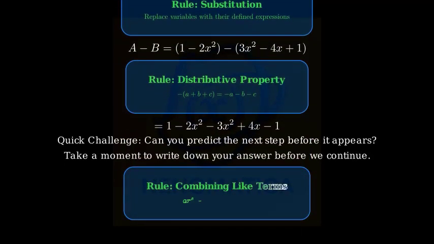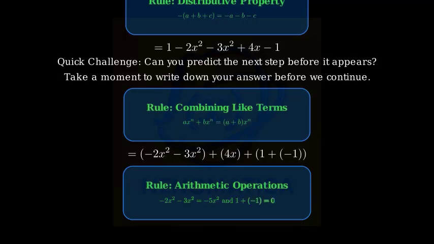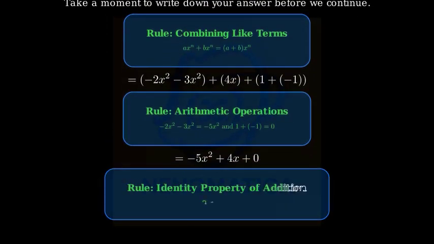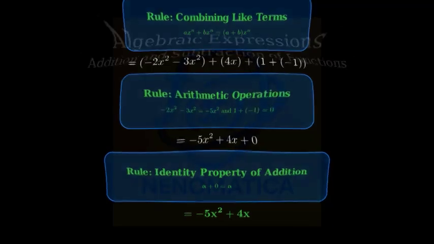Now, let's group like terms. We'll group the x squared terms together, the x terms together, and the constant terms together. Let's simplify each group of terms. Negative 2x squared plus negative 3x squared gives us negative 5x squared. 4x remains as 4x. And 1 plus negative 1 equals 0. For our final step, we can remove the 0 term, since adding 0 doesn't change the value of our expression.